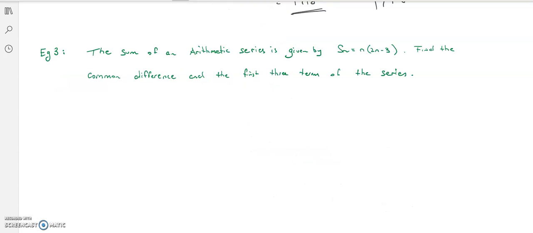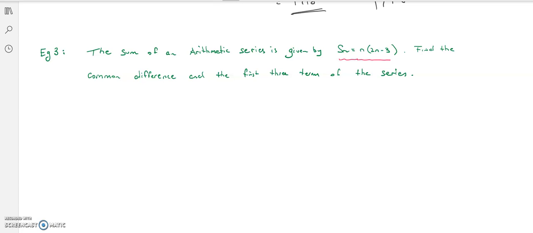Okay, we'll just have a look at one more example, a different style of question. In this question we're given the Sn. So we're not given term information. We're given what the expression is for the sum. So this tells me for any number of terms, if I want to find out the sum of the first 10, I just put that in. So this is sum information, not term information. But we want to know what the common difference is and the first 3 terms of the series.